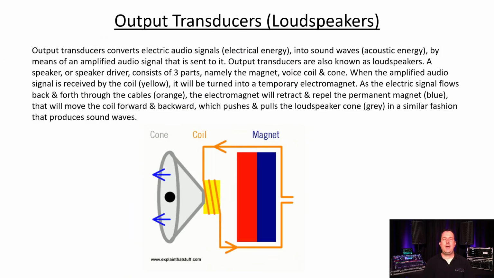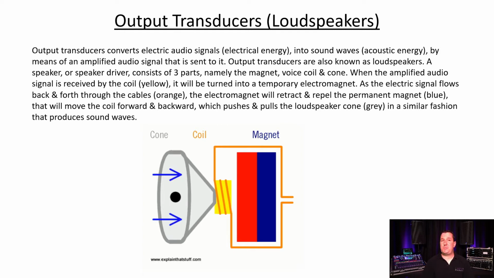Next, we'll have a look at output transducers, followed by some examples of point source and line array speakers. Output transducers convert electric audio signals or electric energy into sound waves or acoustic energy by means of an amplified audio signal that is sent to it. Output transducers are also known as loudspeakers.